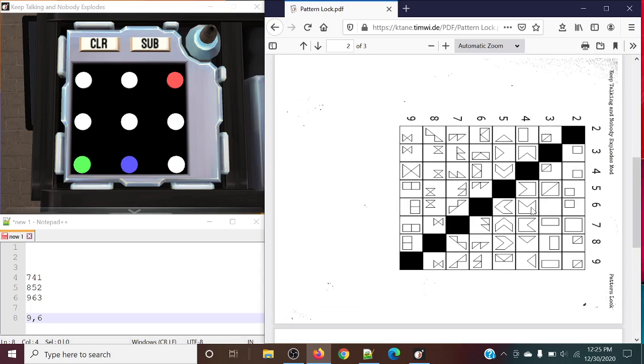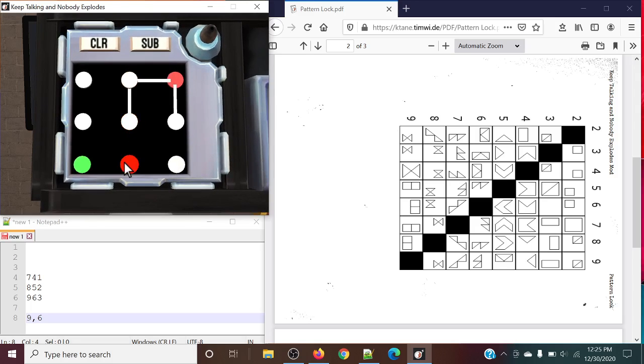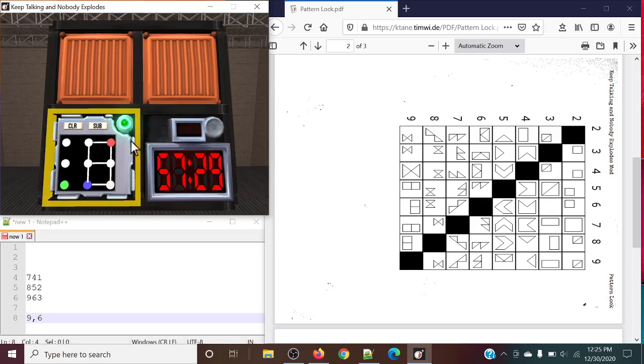So 9, 6 is the position that we'll be using. So we're going to be using these rightmost columns here. So let's start at the, in this case, the 6. Let's go up, left, down, down, right, and then left at the center point. Hit submit, and just like that is the solved module.